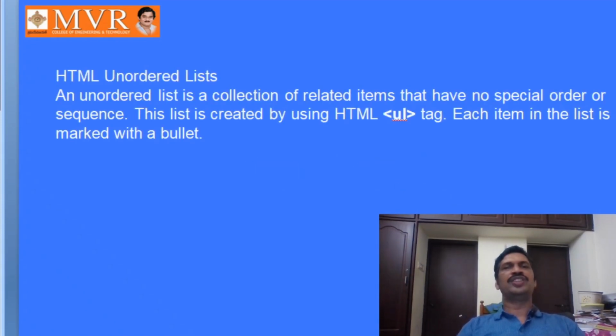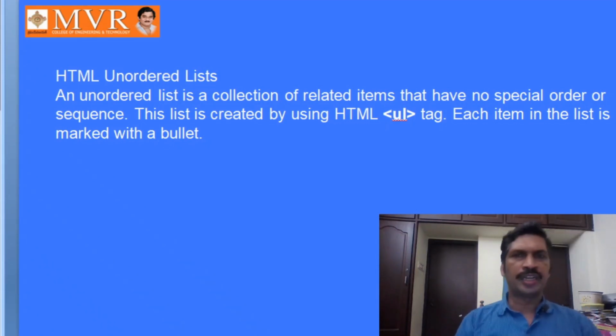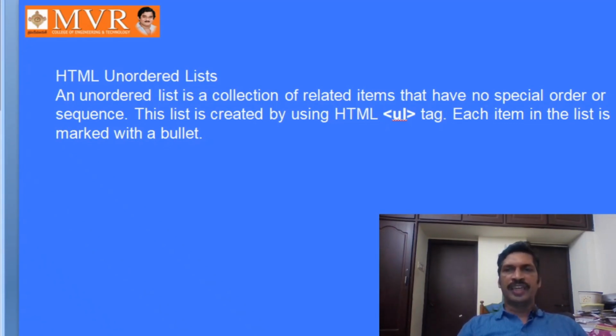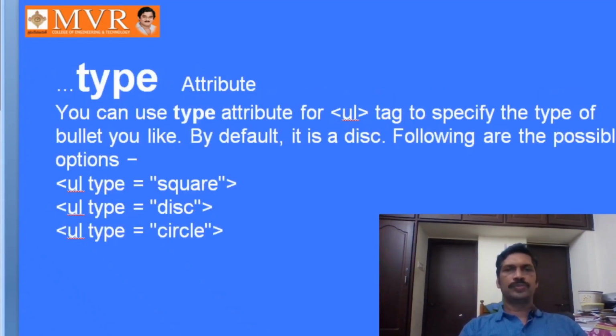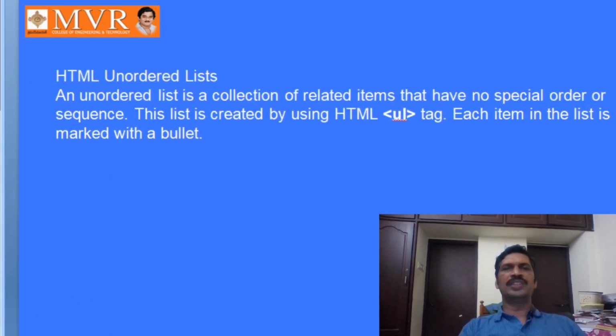HTML, first one, unordered lists. An unordered list is a collection of related items that have no special order or sequence. This list is created by using the HTML UL tag. Each item in the list is marked with a bullet. This is about unordered list. We will see one program on unordered list.